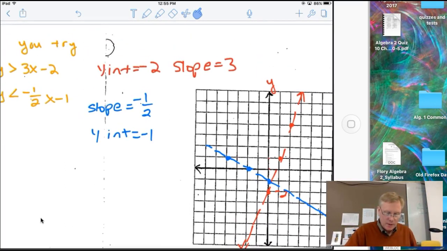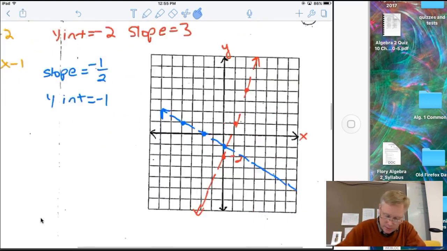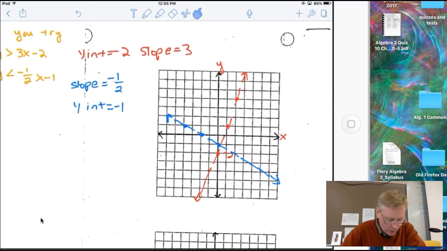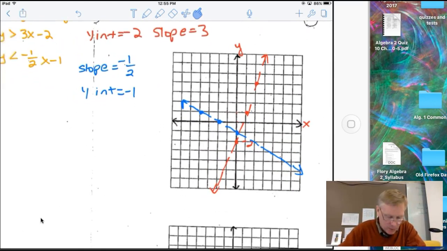Now let's talk about which side to shade. This is the part that students struggle with the most. Which part to shade? This is the challenging part. If you get this part, you're really pretty good, because I know you all learned how to graph these lines already. We already did that a couple of chapters ago.